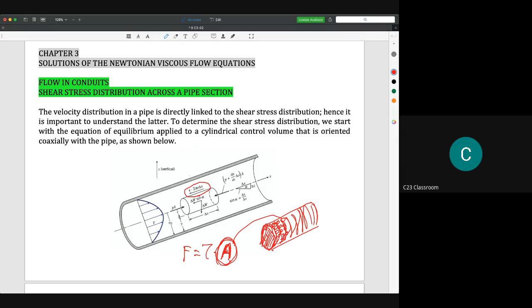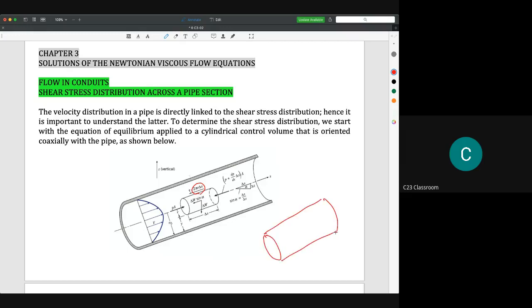That's why in the equation it becomes 2 pi r times delta s. If we have a cylinder like this, 2 pi r is the circumference or perimeter, and delta s is the length of this element. So 2 pi r times delta s gives us the total surface area where the shear stress acts.